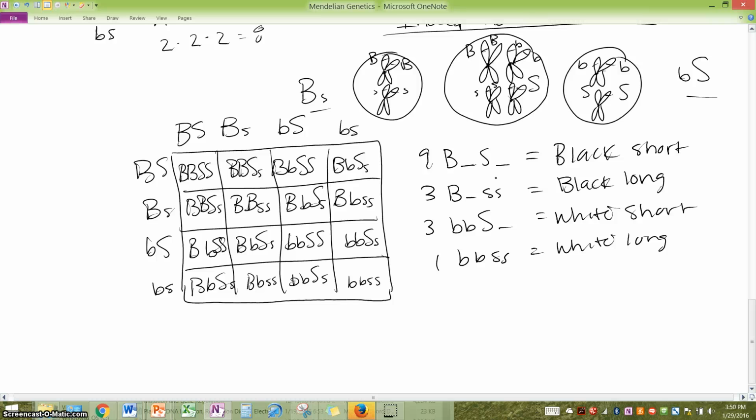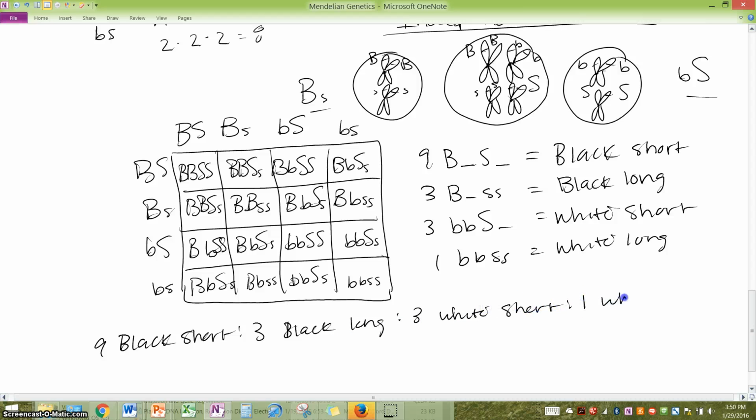So if you wanted to write out your ratio: 9 black, short, 3 black, long, 3 white, short, to 1 white, long.